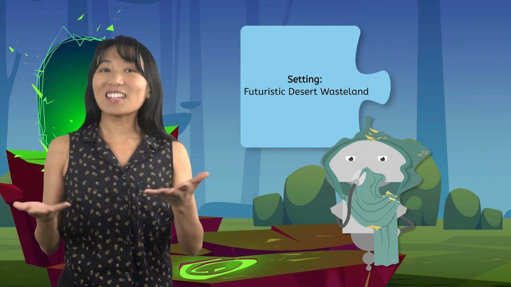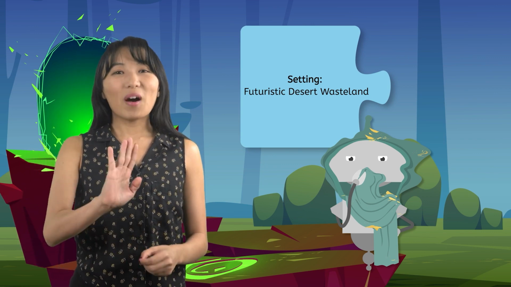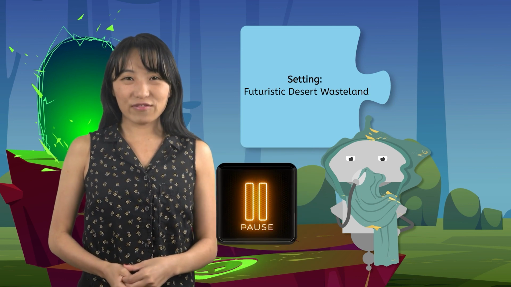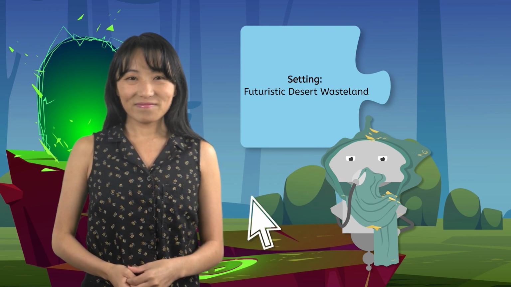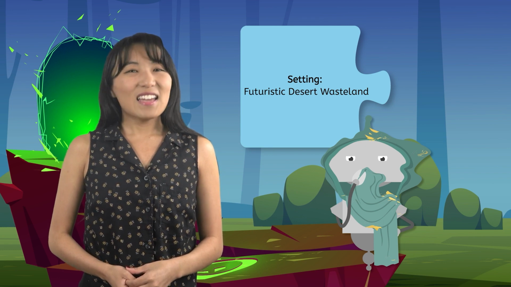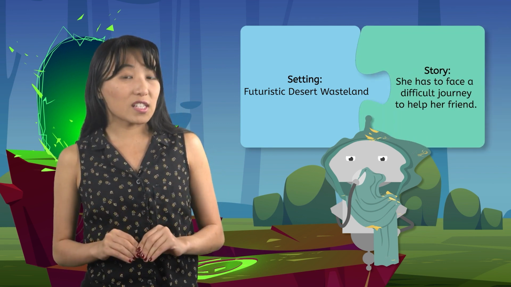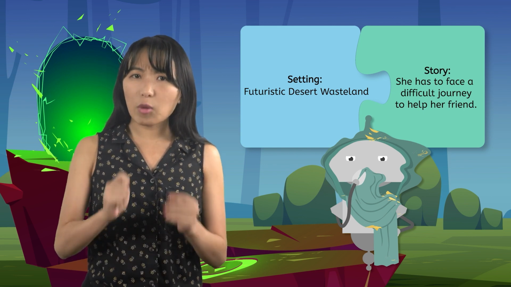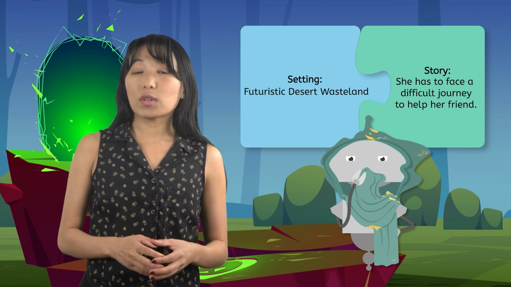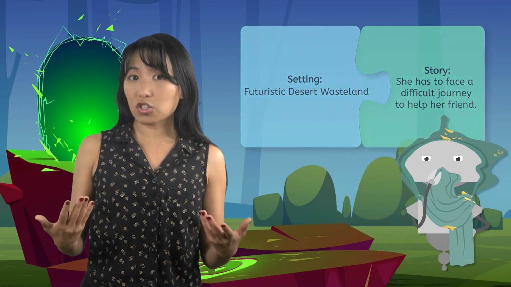How does that setting connect to this story? Pause and write your ideas on the PDF. It seems this story's conflict is the struggle to survive. Mia has to face a difficult journey to help her friend. The setting is what creates that problem, so there's a clear connection.